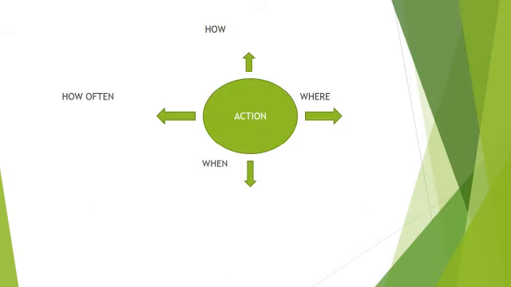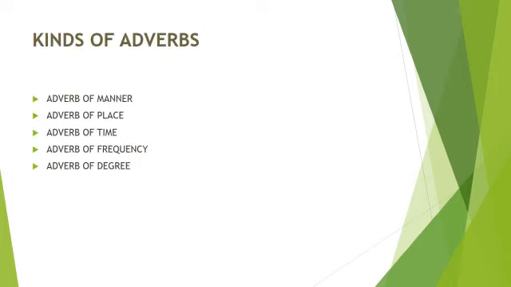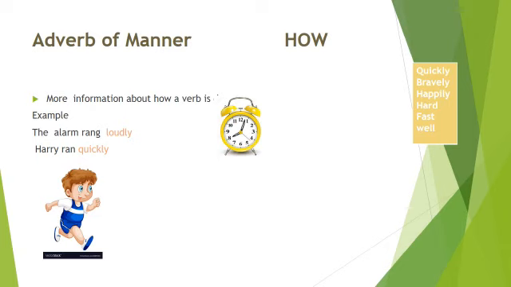Here are four modifications with some examples: how an action is being performed, where an action is being performed, and when an action is performed. The last is how often or frequently the action that we are talking about is performed. Let's see some examples of each. Kinds of adverbs. The first one is adverb of manner, adverb of place, adverb of time, adverb of frequency, and the last is degree.